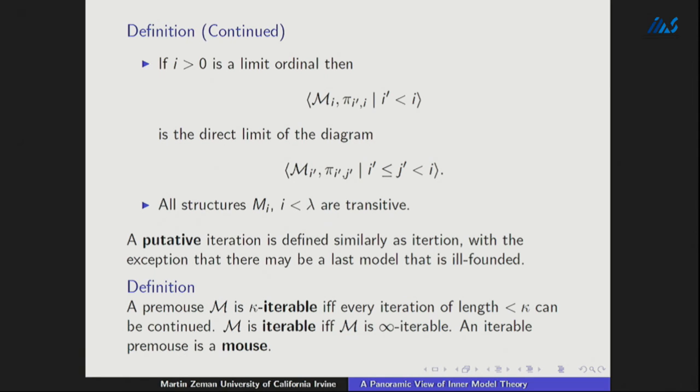And when we say putative iterations, that would be an iteration of successor length, and we allow the last model to be ill-founded. Yeah? That's a technical notion. It's just a convenient terminology for doing proofs. And then we say that the structure is kappa iterable if every iteration of length less than kappa can be continued, and iterable if we can iterate it forever.